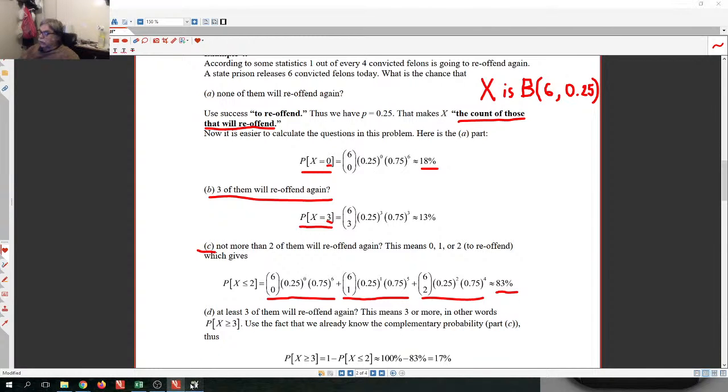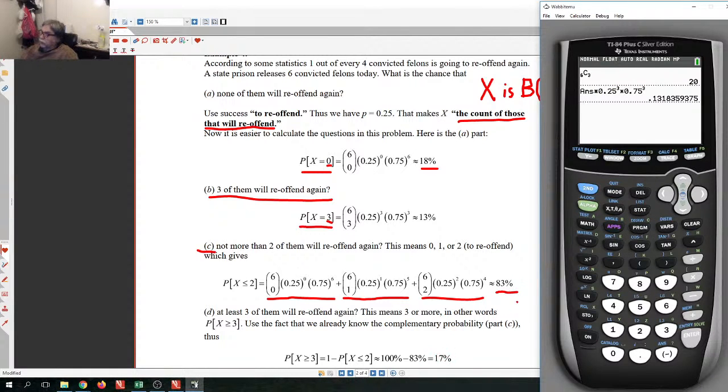Now I'll show you the shortcut on how to use it on your calculator. So for example, this third one: the probability of having 2 of the people reoffending again. You can do that by using the distribution on your calculator. So second variable, distribution. We have lots of distributions here, and the one that you're looking for is the binomial PDF. Binomial PDF is the probability density function. It will calculate the mass.